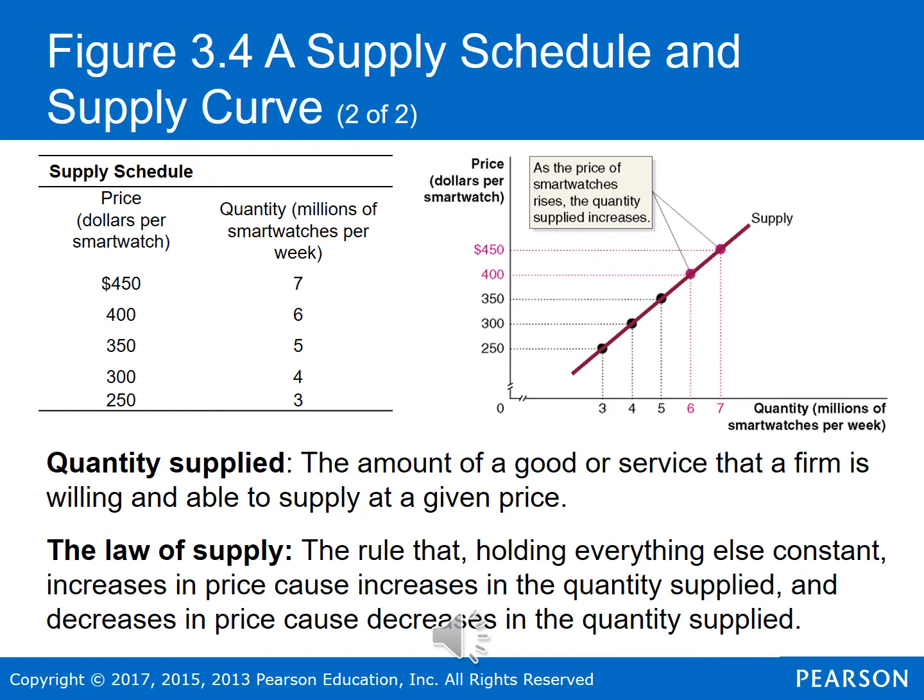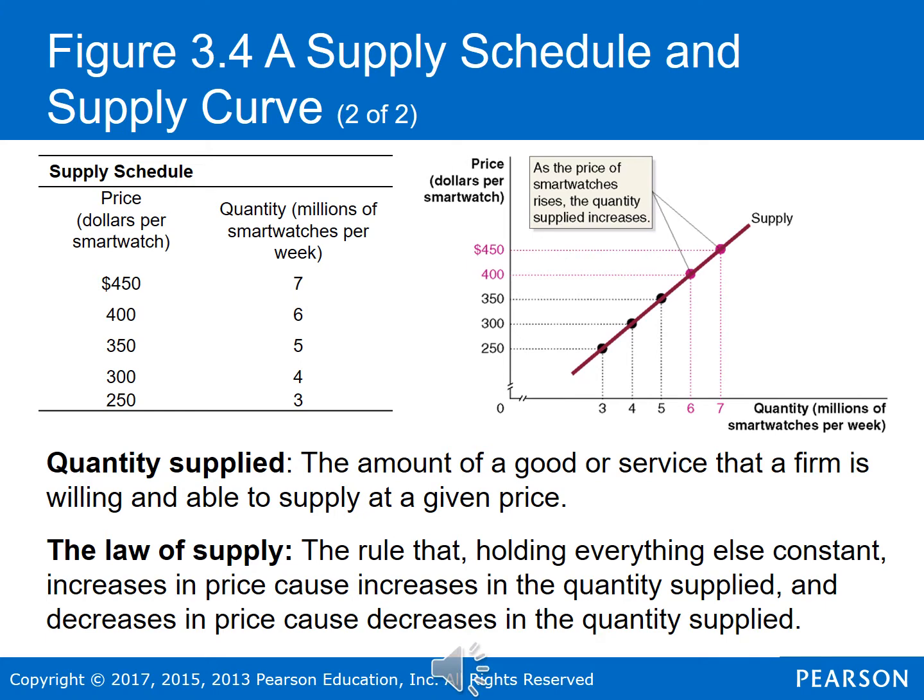Now, let's say the price of smartwatches is $400, firms are willing and able to supply 6 million smartwatches per week. When the price increases to $450, they're willing and able to supply 7 million smartwatches per week. So as the price of smartwatches increases, the quantity supplied increases. And this is going to be the law of supply. More formally, it's the rule that, holding everything else constant, an increase in the price causes an increase in the quantity supplied, and a decrease in the price causes a decrease in the quantity supplied.